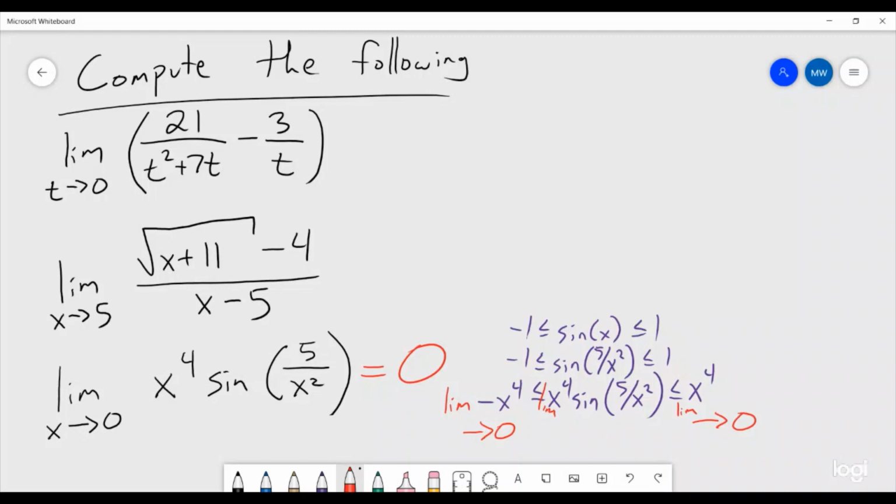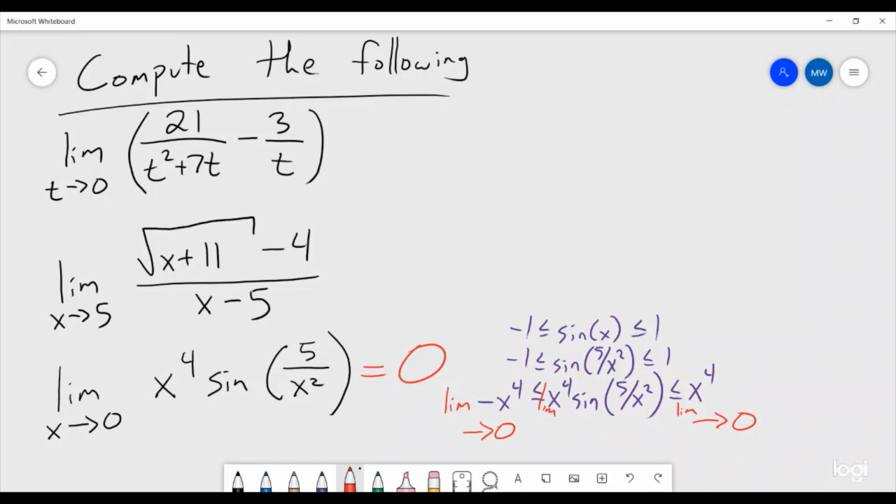So the limit as x goes to 5 of the square root of x plus 11 minus 4 all over x minus 5. Well, if we try and plug in 5, we get the square root of 16, which is 4, minus 4 on the top, so that's a 0 on the top and a 0 on the bottom. Great. We can't plug in 5. What should we do now?